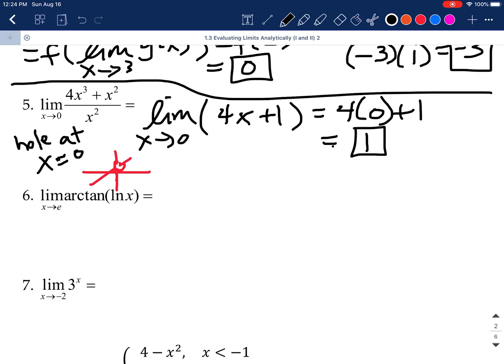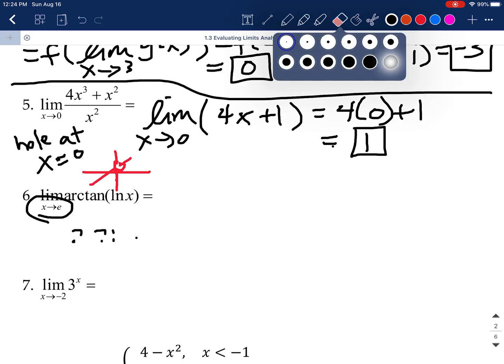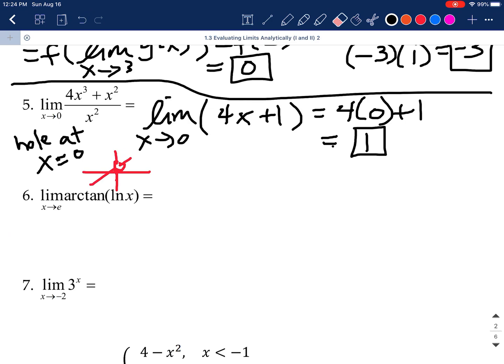Okay. For number 6, now we have an inverse tangent of the natural log of x. So for the natural log of x and arctan, we might worry about if the natural log was undefined. We're approaching e, which is 2.7128..., which is okay because of our arctangent function. If you remember the arctan function, our regular tangent function looks like this. We've got asymptotes, and then we repeat.